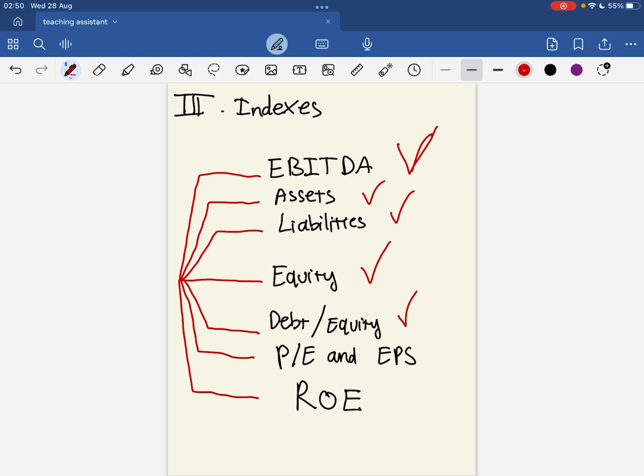And after reviewing these financials, consider the key valuation ratios like price to earnings ratio or the earnings per share, price to book, or even return on equity. Compare these ratios to industry averages and to the other companies you are analyzing. This will help you determine if the stock is overvalued, undervalued, or fairly priced.